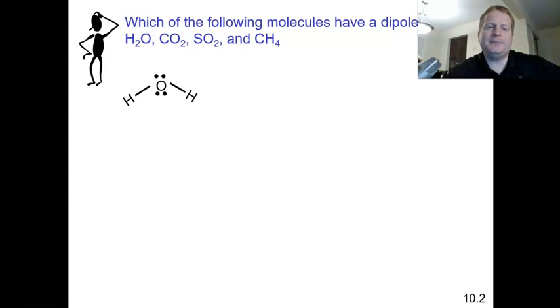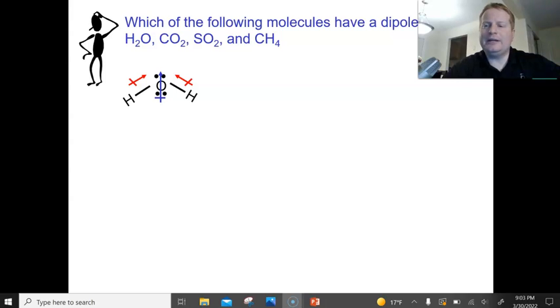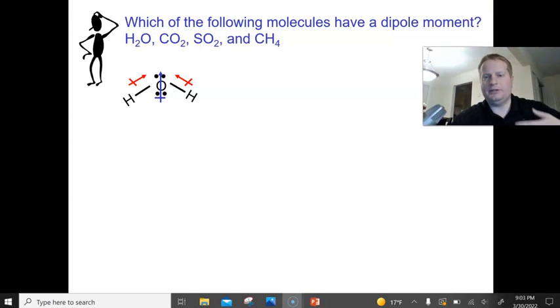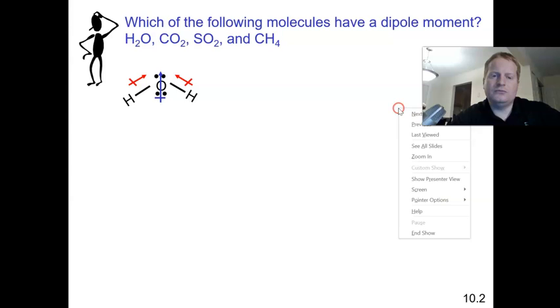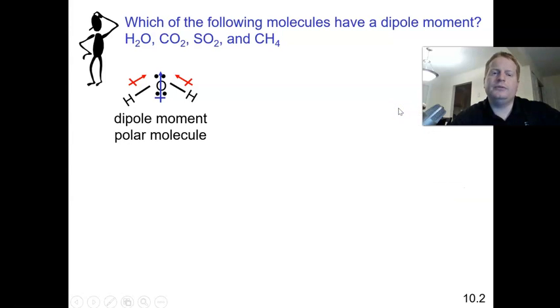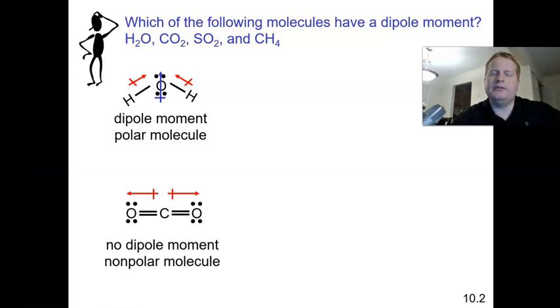Okay, and then here's the last part. We look at H2O again. Which of the following molecules have a dipole moment? So, in other words, an overall dipole for the molecule. Water. Here you go. Dipole moment, polar molecule for water. CO2. There is no dipole moment, right? The bond dipoles are canceling, but because they're canceling, there's no dipole moment for the overall molecule, nonpolar molecule.